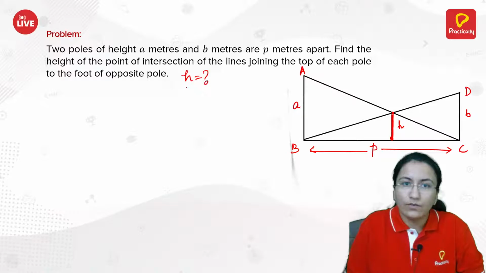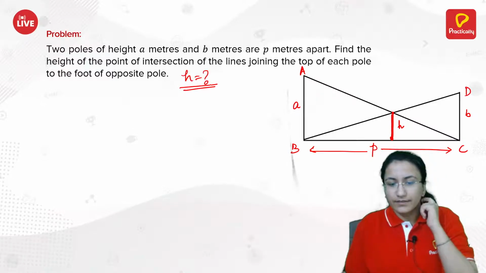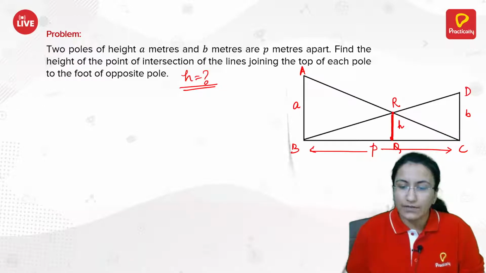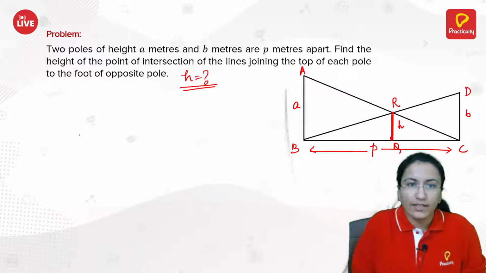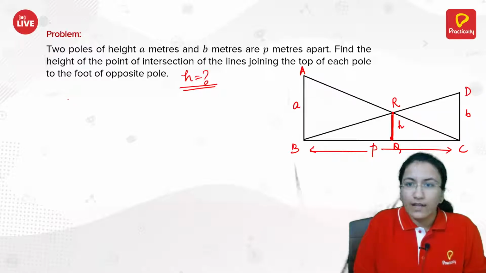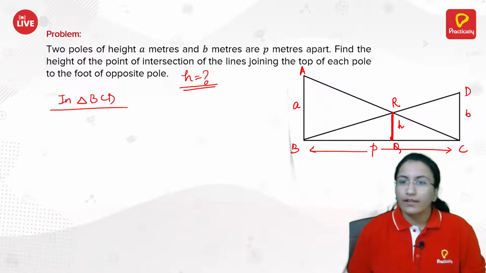H would be equal to what? This is our requirement for the question. So let's solve this. I just name this point Q and this point R so that it is easier for us to call these points. So let us discuss how we will solve. In triangle BCD, BCD is the first triangle I am considering.